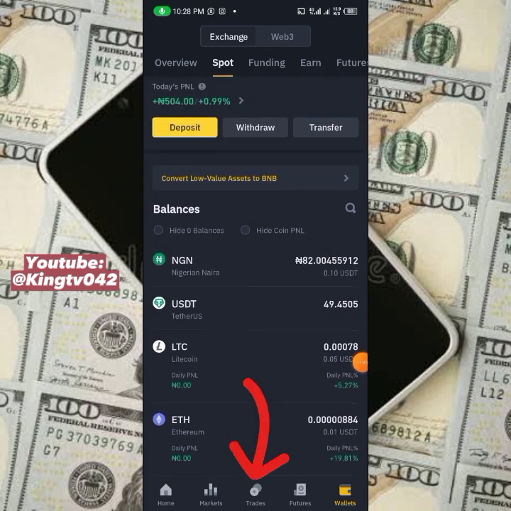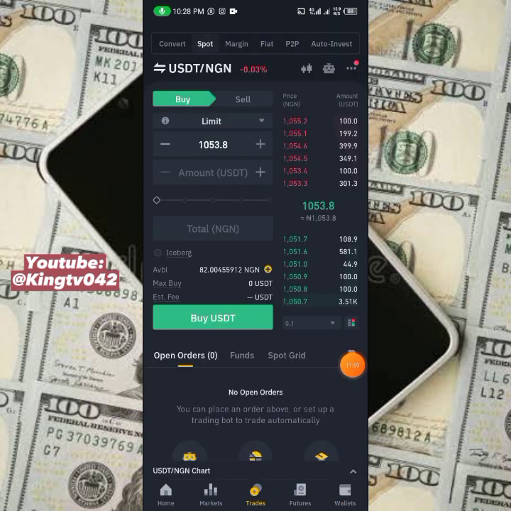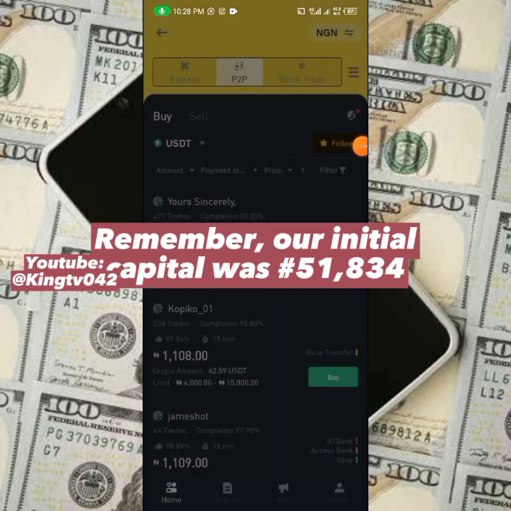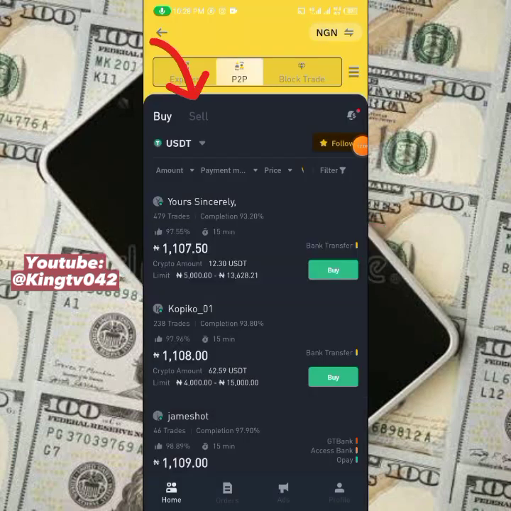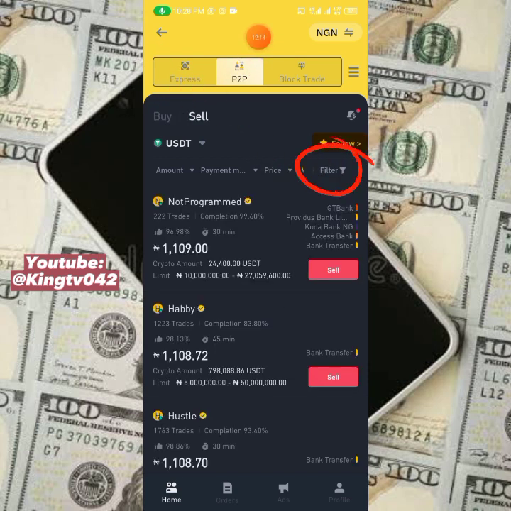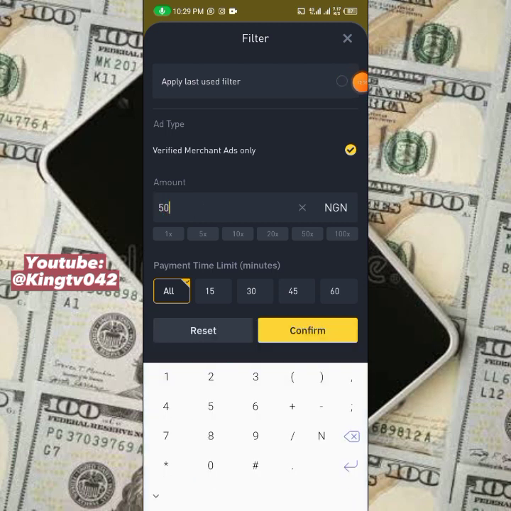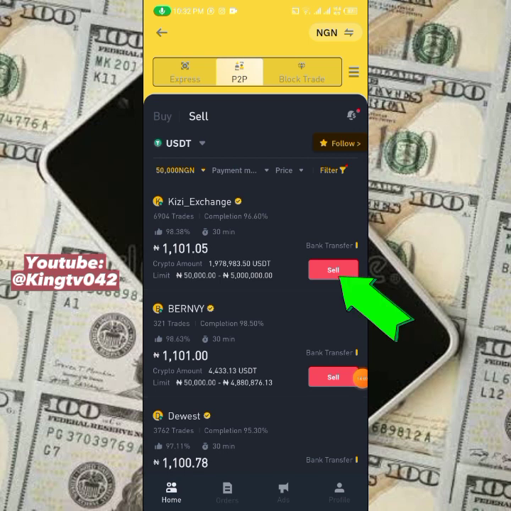Now how do you sell your USDT in order to make profit? You go to your trade and click on the P2P section. So let's click on P2P. I hope you guys remember the price we bought and the price we are about to sell, and our initial capital of how much we had. So let's click on sell and click on the filter button to filter the exact amount that we want, 50,000.